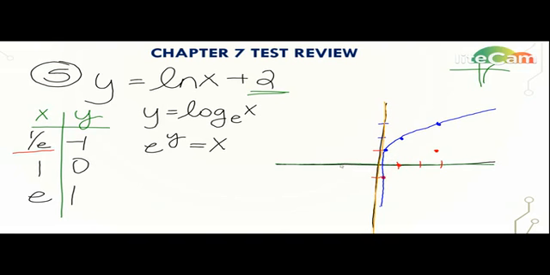This asymptote is only for an exponential. This asymptote is for a log. It works that way all the time. The exponential has a horizontal asymptote. The log has a vertical asymptote. Okay. All right, let's do number 6.